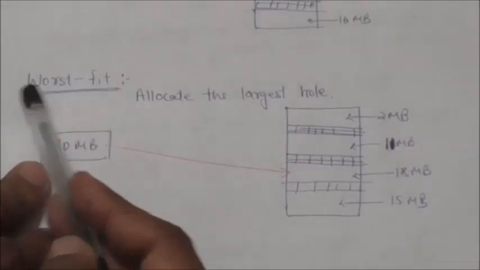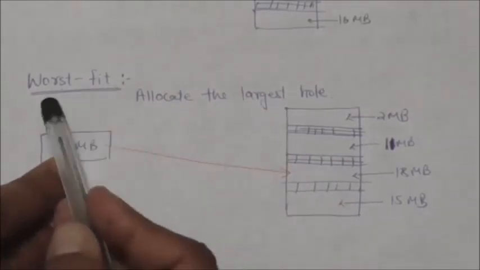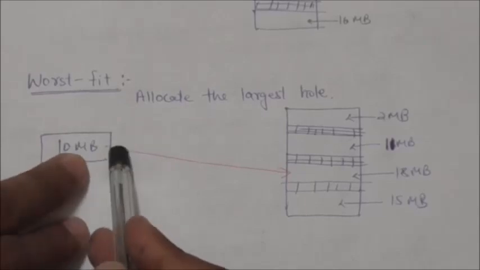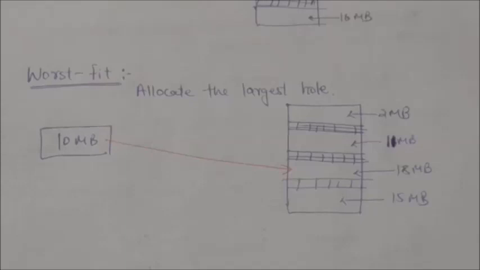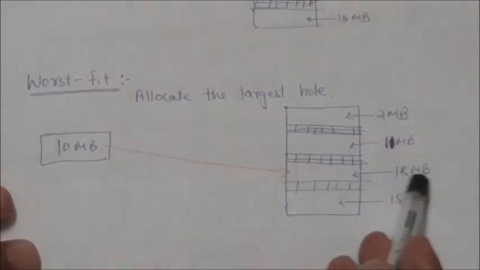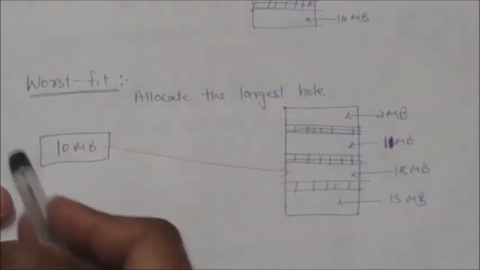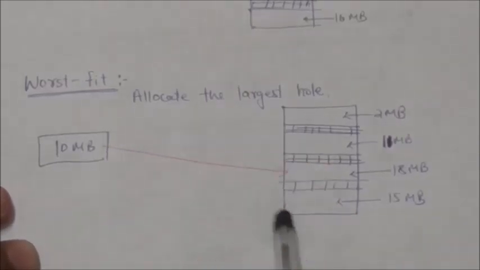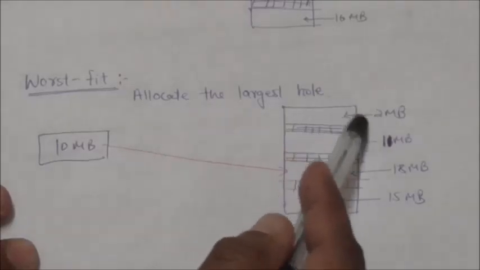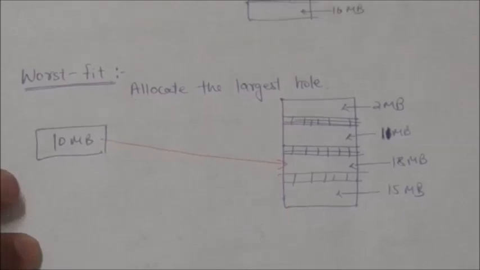So in this worst fit strategy, the largest hole is allocated to satisfy the request. Here the largest hole is of 18 MB, and it is large enough to satisfy the request of size 10 MB. So this largest hole among the free available holes will be allocated to satisfy the request.